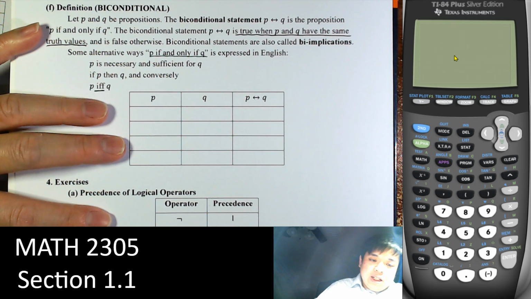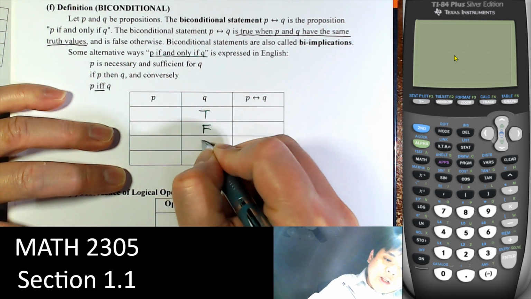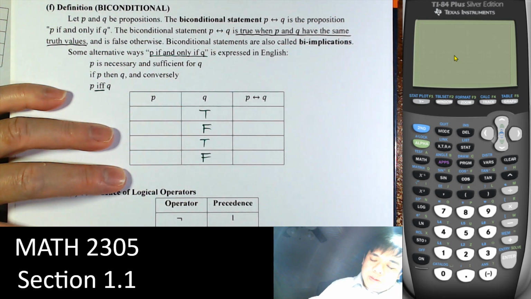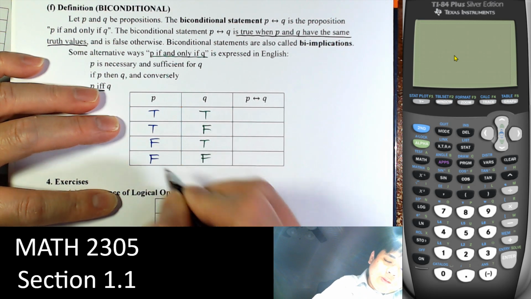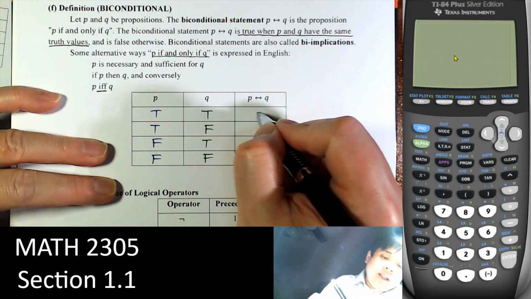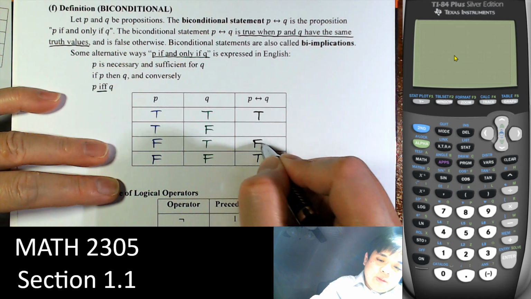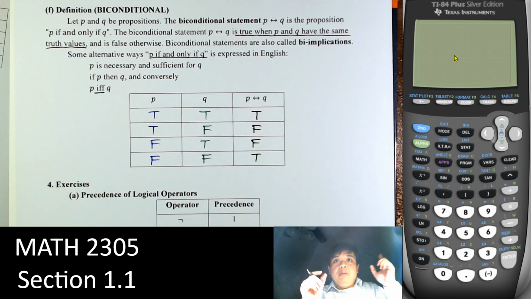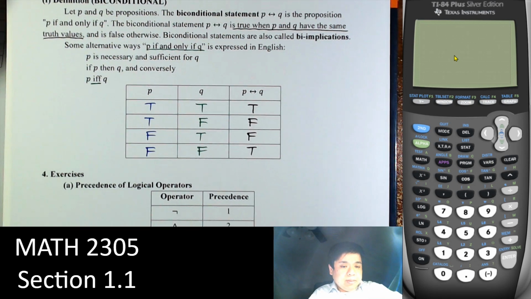So let's set up a truth table here. True, false, true, false, and then true, true, false, false. And the values, if they have the same thing, then it's true, otherwise false. Of course, we can just combine P implies Q and Q implies P together, and that is what we have.